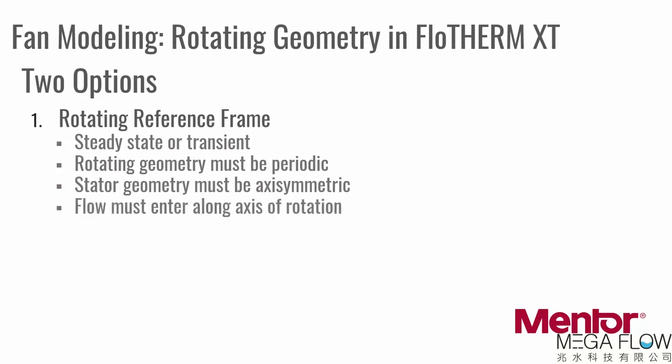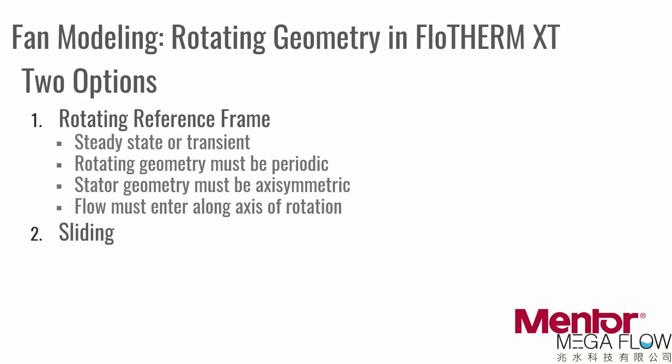The flow must enter along the axis of rotation. Generally, the flow enters along the axis of rotation and leaves all other faces. It is possible that the flow enters radially and exits along the axis of rotation and is supported by this method. It isn't typical in electronics cooling applications, though.